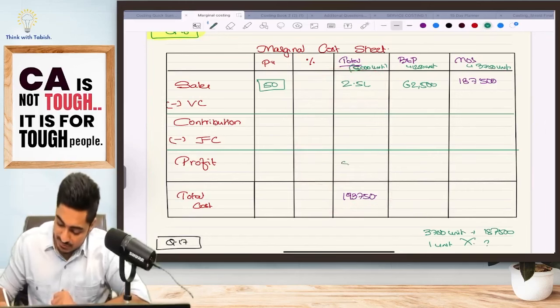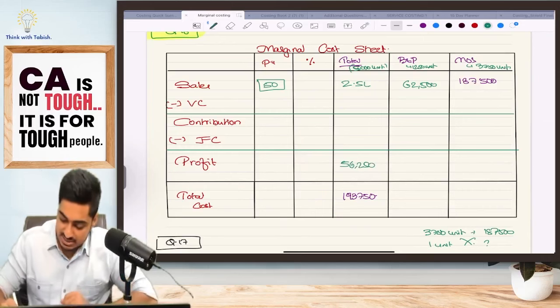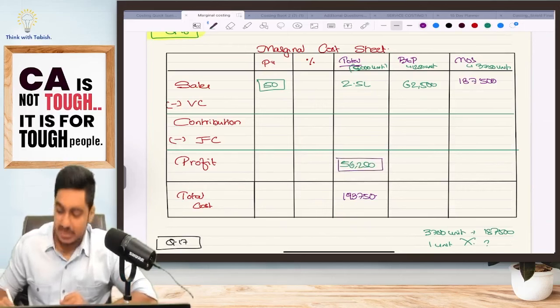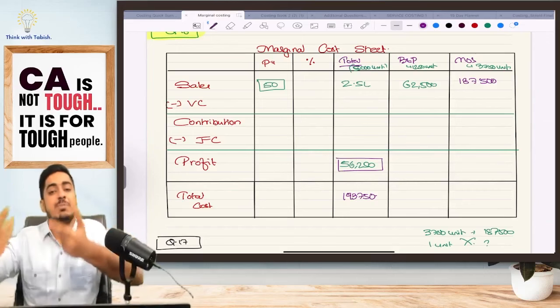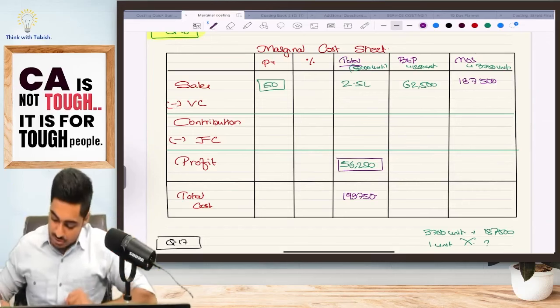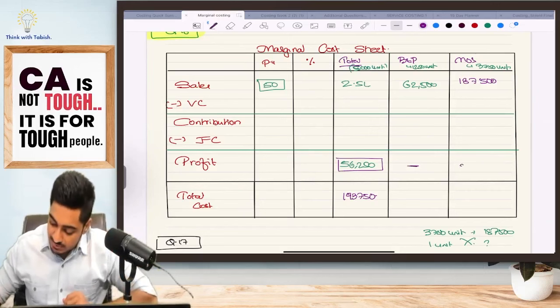Yes or no, everyone? 56,250. See how slowly we will start getting answers. Pay attention. Simple. You just need to know the movement. 56,250 is the overall profit. Tell me, till BEP, will I be earning even 1 rupee profit? No, sir. That means the entire profit will come from where?